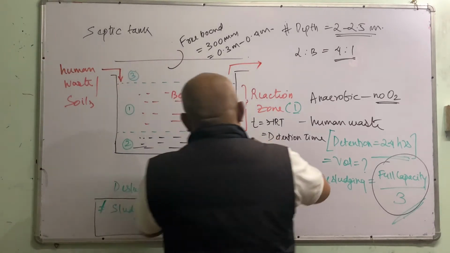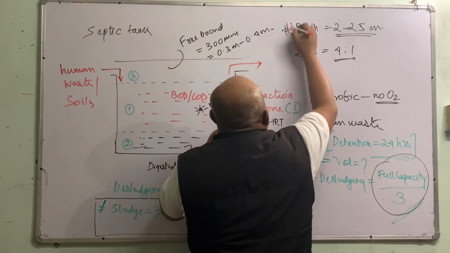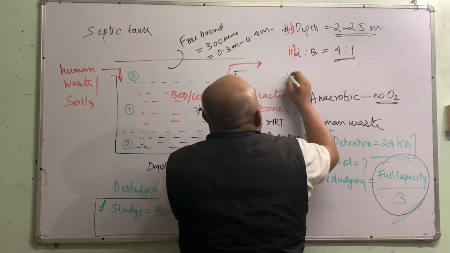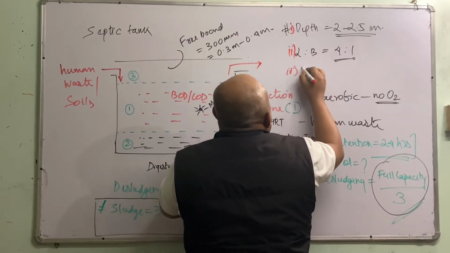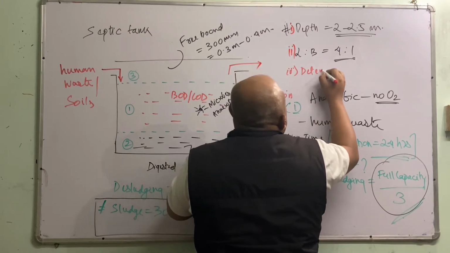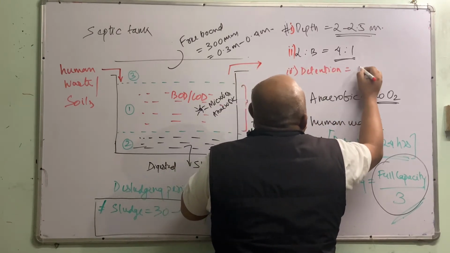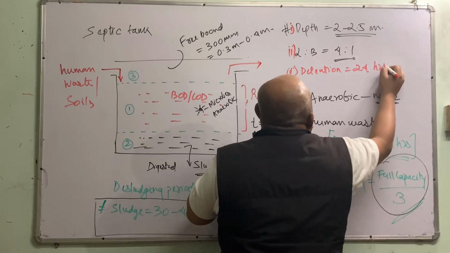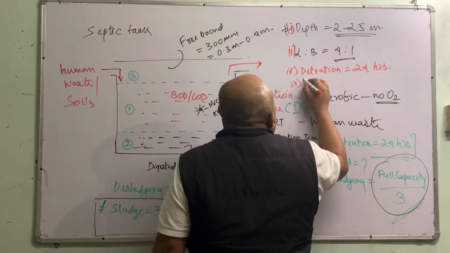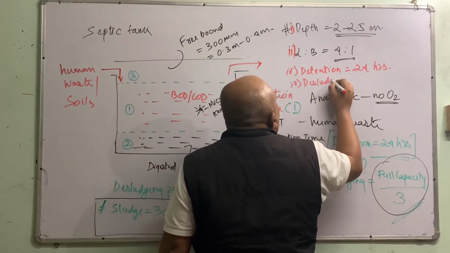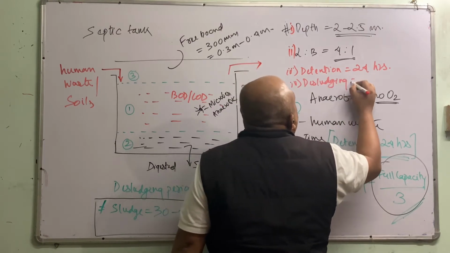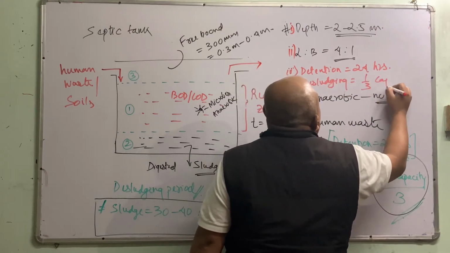So you can write down some of the points. Number 1, number 2, number 3: detention is around 24 hours. Number 4: desludging when it is 1/3 of capacity.